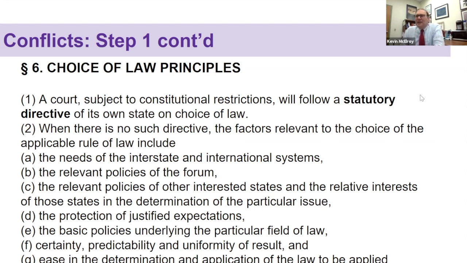This one's a little tough because no court's ever going to say, well, we have to apply our own law because we just don't understand what they're doing in South Carolina. No judge is really going to admit that. But ease in determination and application of the law to be applied, every judge in every state and every lawyer who practices primarily in one state is more at home with the laws of their state. So this is always, to the extent it does anything, going to lead to an application of the forum state's substantive laws, because it'd be easier for everybody.